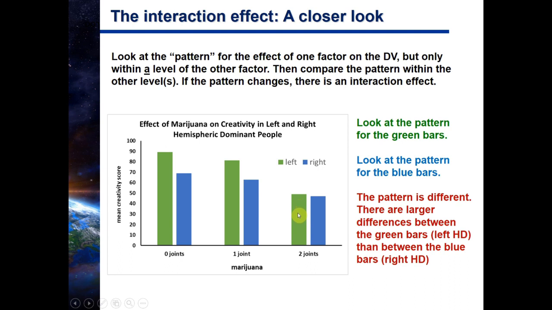And then the last test of simple main effect would be, again, looking at the effect of marijuana. So we're going to be comparing the means of marijuana, but this time it's only for the right group. So it's these 3 blue bars. So that would be another one-way independent ANOVA, and we would need to follow up with post hoc tests if it is significant, if that one-way ANOVA is significant.